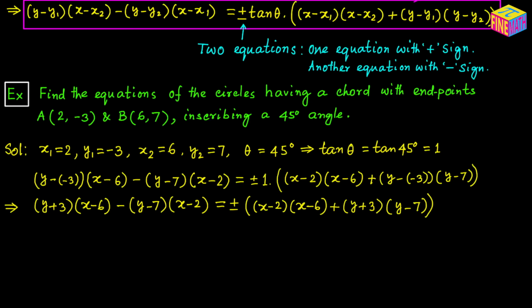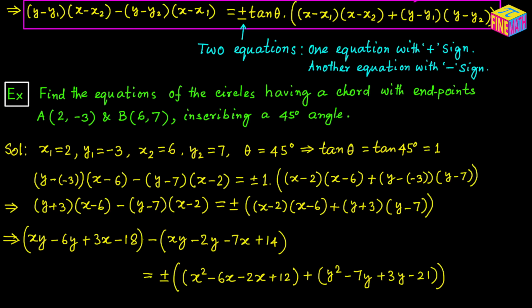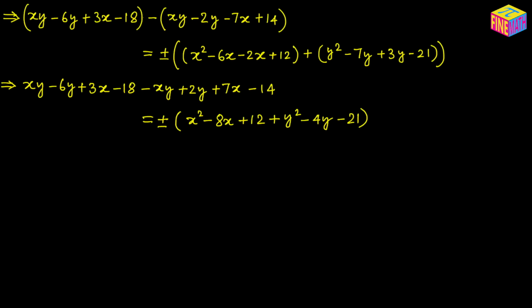So if we simplify this a little bit, the equation is going to look like this, and then I'm going to remove the parenthesis, then the equation is going to look like this, and in the next step I'm going to remove the remaining parenthesis. Our equation is going to look like this, and then after further simplification our equation is going to look like this. And from here we are going to take two possibilities.